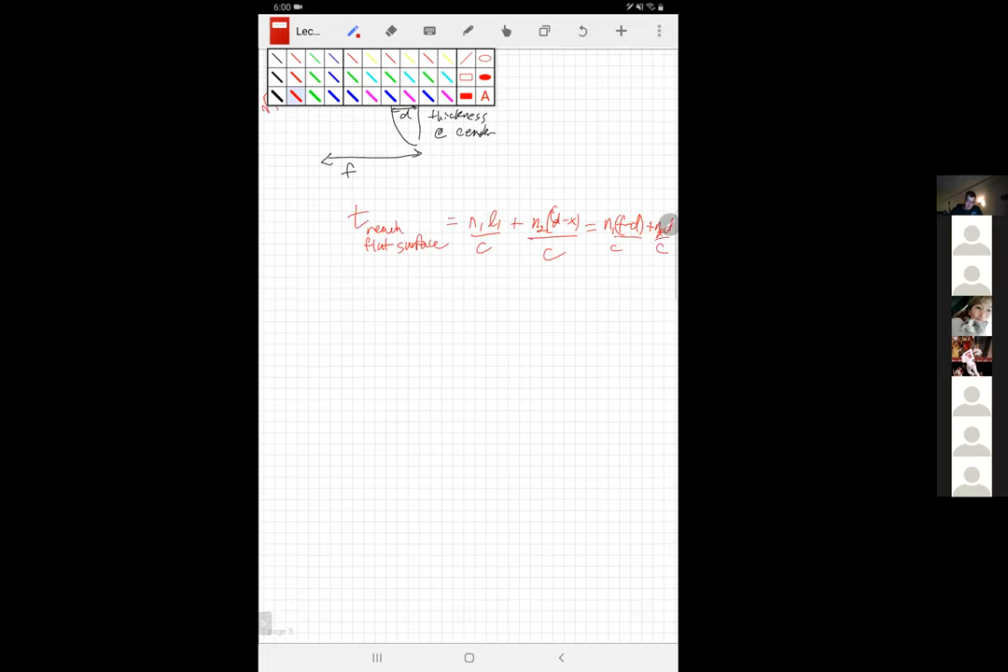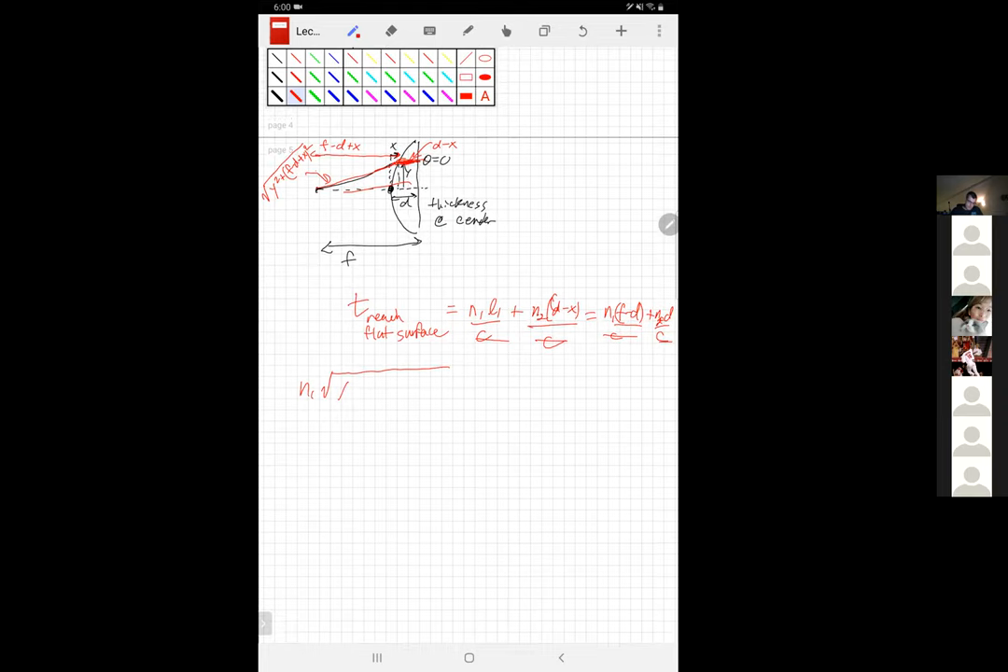And I could rewrite that. I'll just cancel out the C so we don't have to keep dealing with that. As n1 times the square root of y squared plus (f minus d plus x) squared, plus n2 times (d minus x), equals n1 times (f minus d) plus n2 d. All right, where do we go from there?